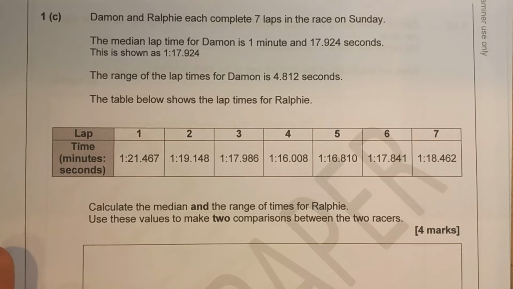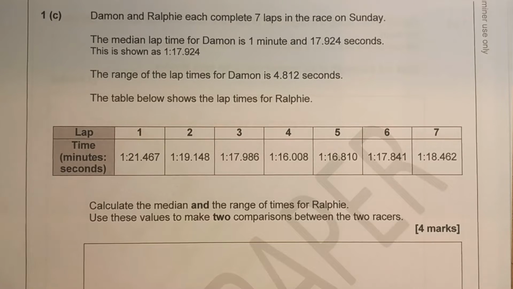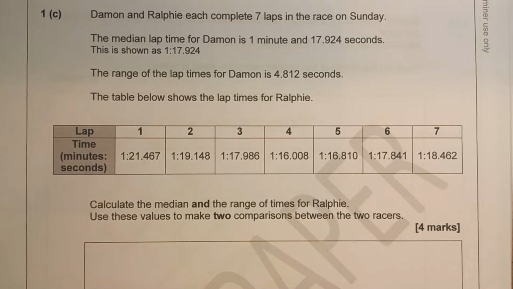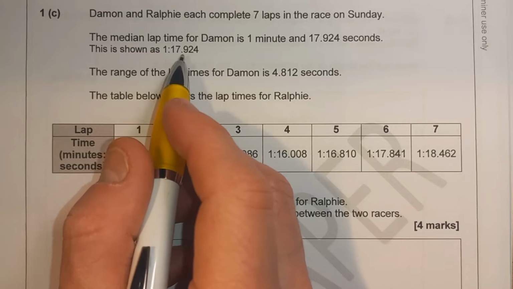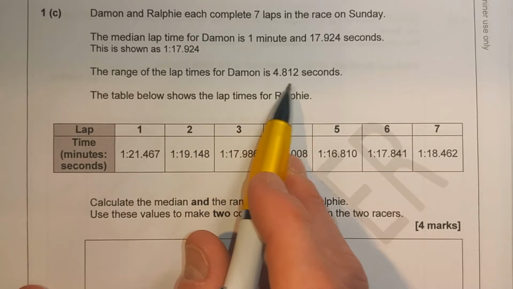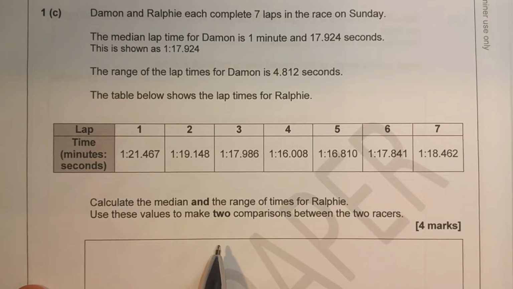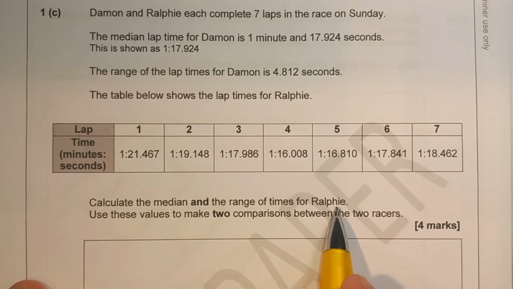1C. Damon and Ralphie each complete 7 laps in the race on Sunday. The median lap time for Damon is 1 minute and 17.924 seconds. This is shown as 1:17.924. The range of the lap times for Damon is 4.812 seconds. The table below shows the lap times for Ralphie. Calculate the median and the range of times for Ralphie.